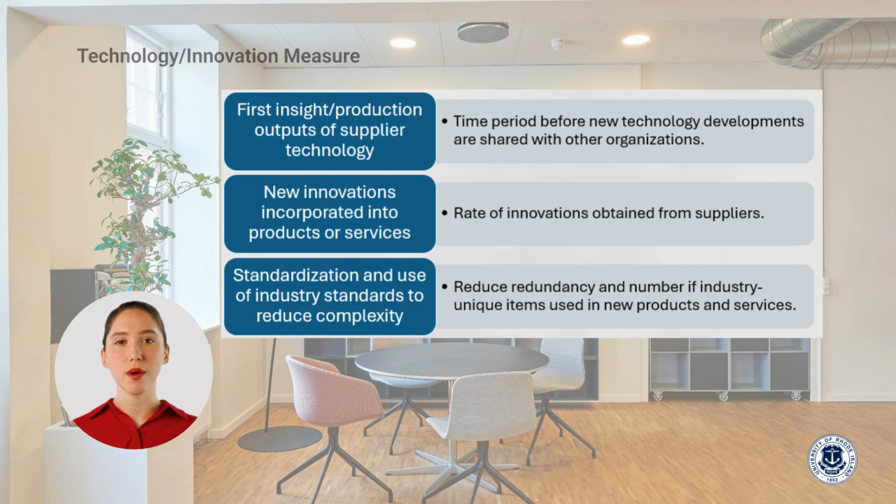The third measure involves standardization and the use of industry standards to reduce complexity. Companies often evaluate whether they are reducing redundancy and minimizing the number of unique or customized components used in new products and services. By adopting widely accepted industry standards, firms can simplify production, improve compatibility across systems, and reduce development costs.